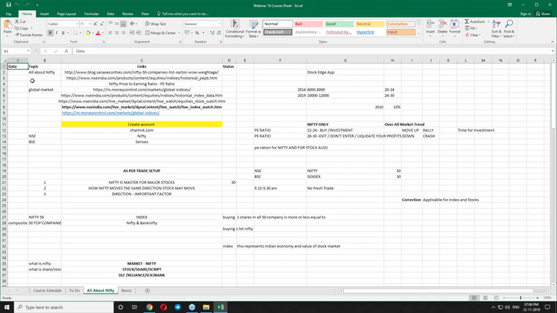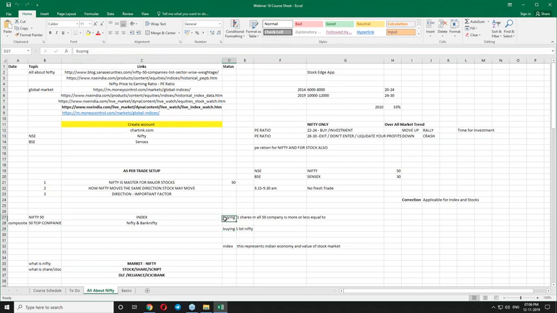First, let's learn about Nifty. Nifty is a composite of the top 50 companies. Buying one share in all 50 companies is more or less equal to buying one lot of Nifty. I'll come to this place later.